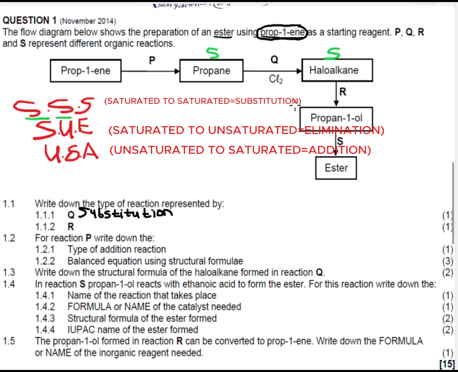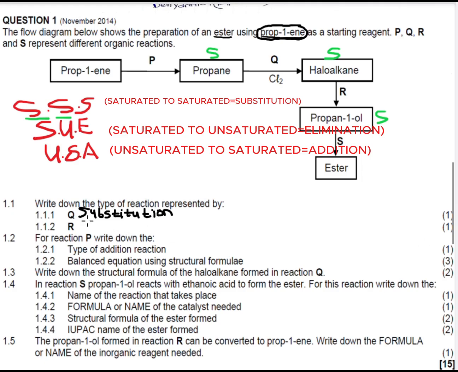1.1.2, reaction R. Let's look at R. We can see that the haloalkane is saturated. How about the alcohol? It is also saturated, because there is no presence of a double bond or a triple bond. From saturated to saturated, we know that is substitution.